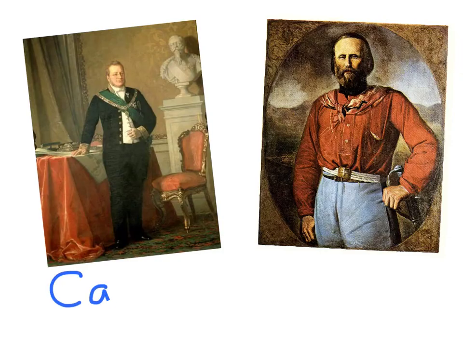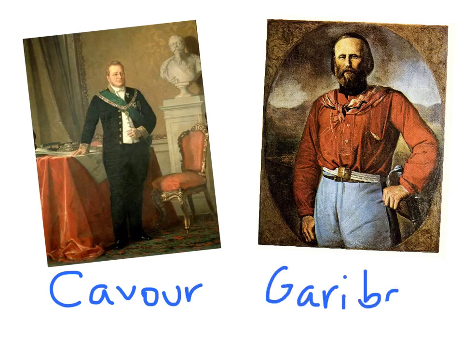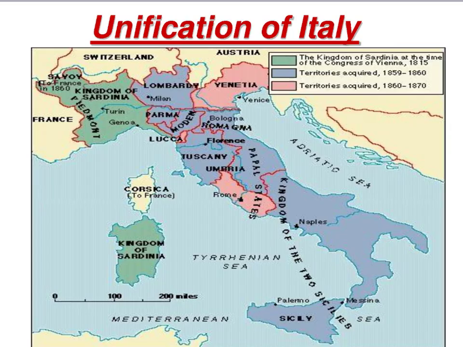So these are the 2 leaders that unified Italy. On the left you see Cavour, very much the politician. On the right you see what looks like a cowboy, but is actually Giuseppe Garibaldi. Remember, we said he leads the Red Shirts, a nationalist organization where all you needed to join was, that's right, a red shirt. Now, Italy will be unified from 2 directions, not just one direction.